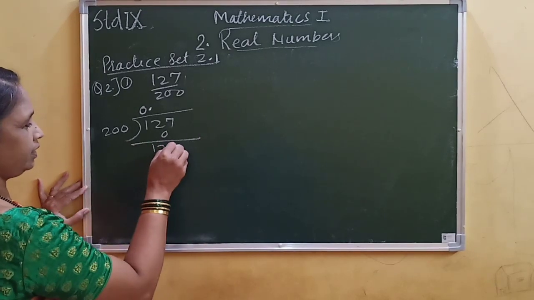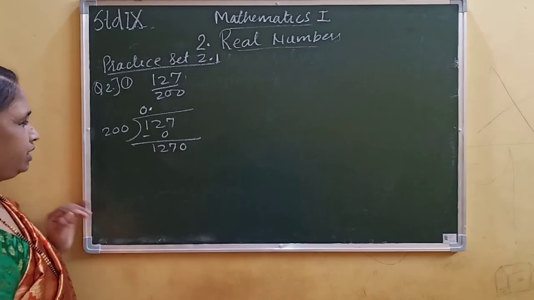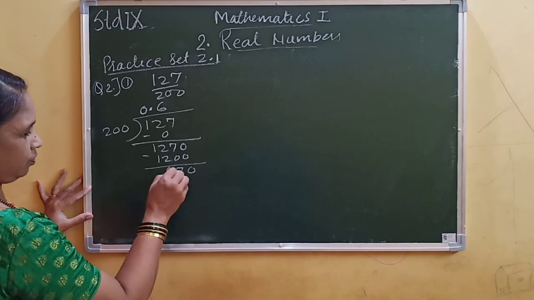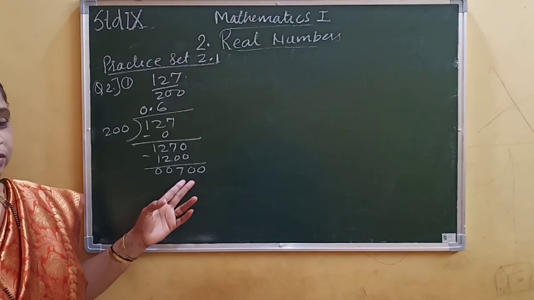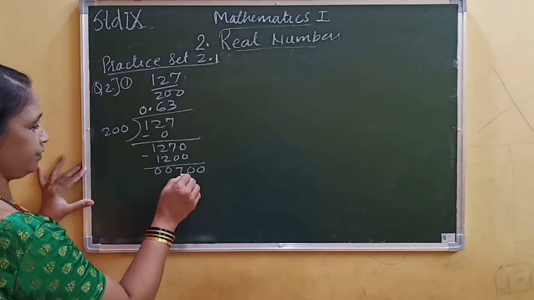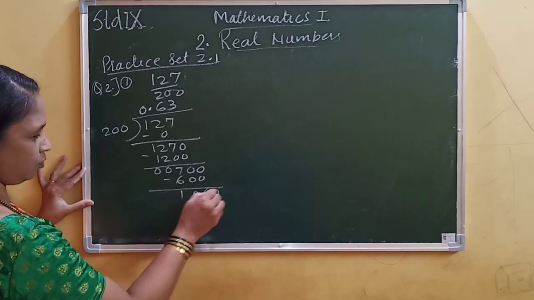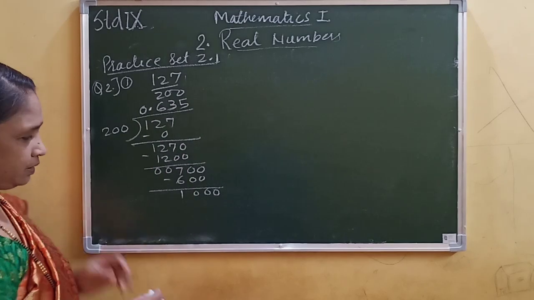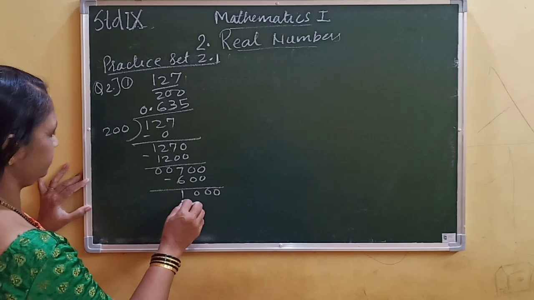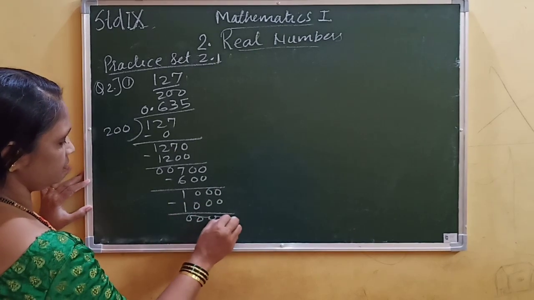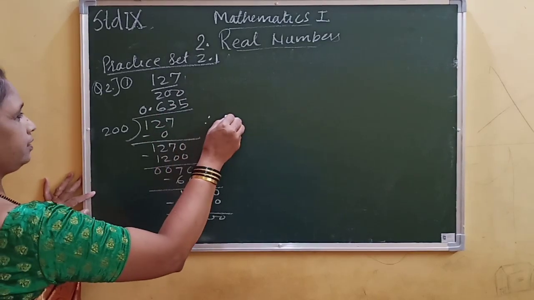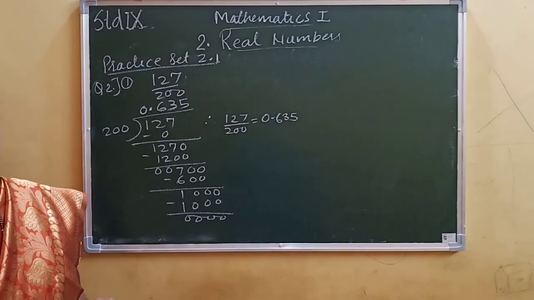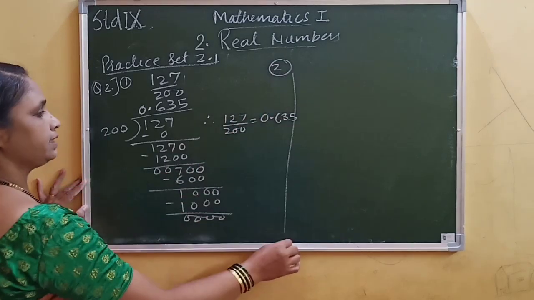Then subtraction, 1270. Then 200 times 6 is 1200, so 1270 minus 1200 is 70. Then 700, and 200 times 3 is 600. Then 1000, and 200 times 5 is 1000. So the remainder is 0. Okay. Therefore what you will write? 127 divided by 200 is equal to 0.635. Like this you have to write. Okay. Now we will see the second example. Second example is what?